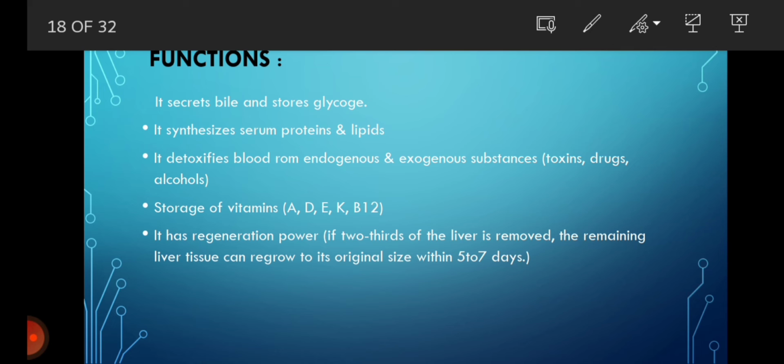It is a storage of vitamins like A, D, E, K, B12. It has a regeneration power. That is, if 2/3 of the liver is removed, the remaining liver tissue can regrow to its original size within 5 to 7 days. No other body organs can regrow like this, like liver.